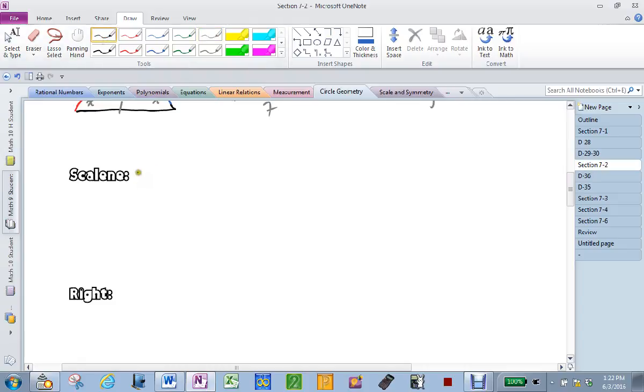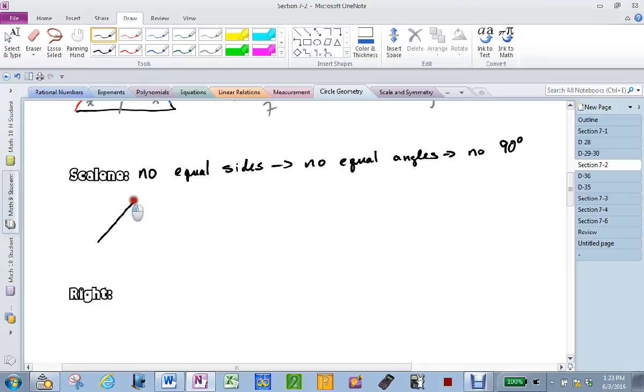Scalene. No equal sides, which means no equal angles, and no 90 degrees. So just draw one. But all triangle rules apply.